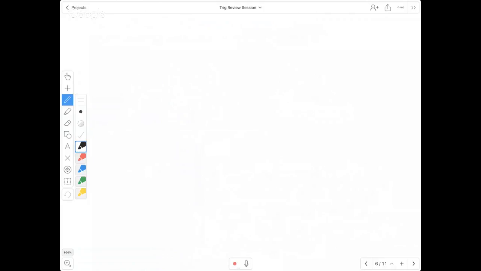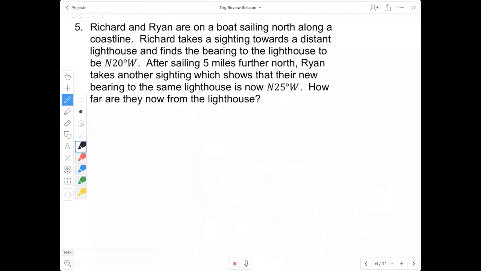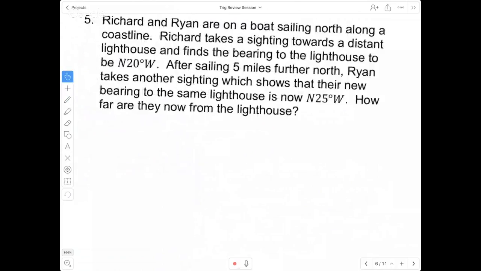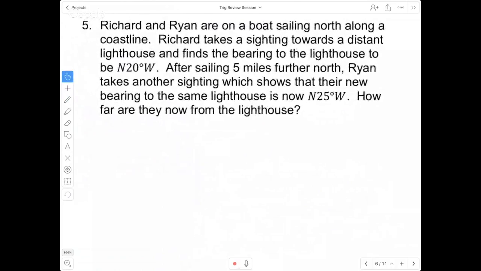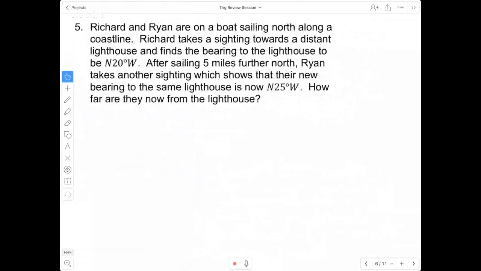Cool. Number 5. Richard and Ryan, two of my students from last year, are on a boat sailing north along a coastline. Richard takes a sighting towards a distant lighthouse and finds the bearing to the lighthouse to be north 20 degrees west. After sailing 5 miles further north, Ryan takes another sighting, which shows that their new bearing to the same lighthouse is now north 25 degrees west. How far are they now from the lighthouse?